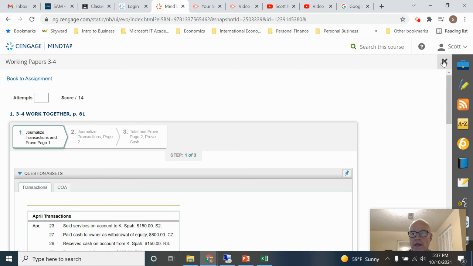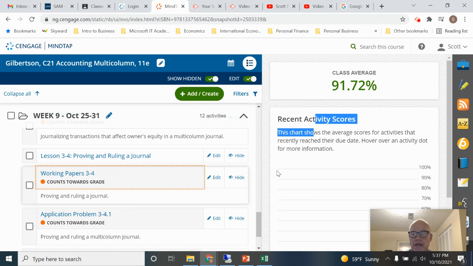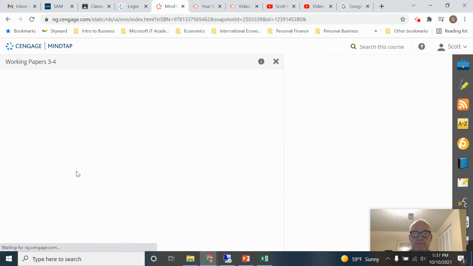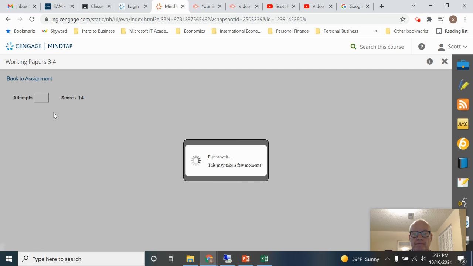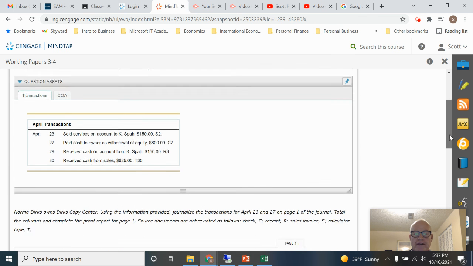Okay, let's go dive into our assignment here. And where I'm going here is to working papers 3-4 up here. Working papers 3-4 and the work together. I'm going to change those amounts for MindTap.